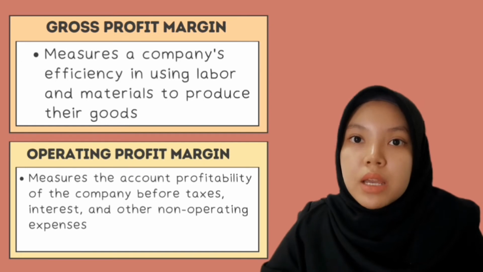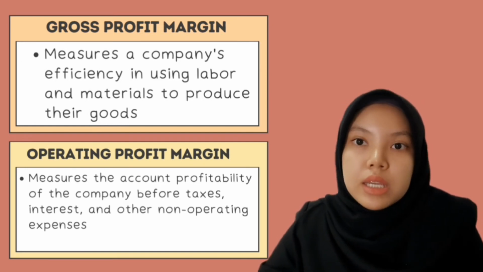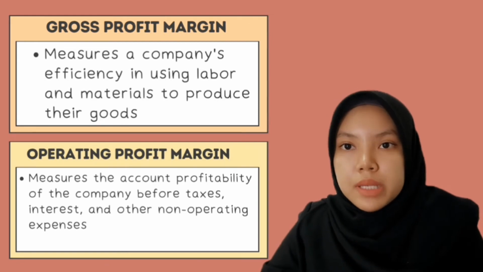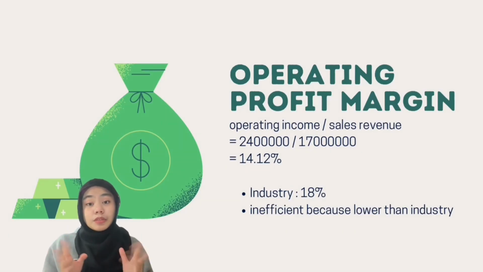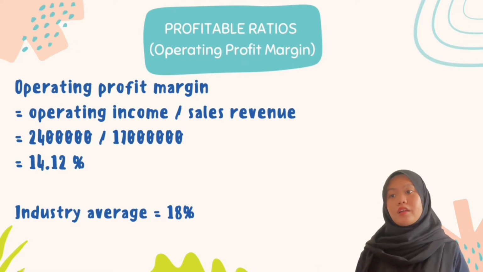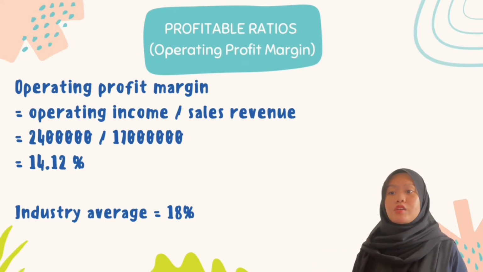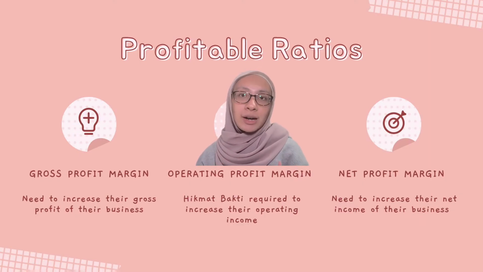Operating profit margin measures the profitability of the company before tax, interest, and other non-operating expenses. Operating income divided by sales revenue. It equals 14.12%. Hikmah Bati Berhad operating profit margin is 14.12%, meanwhile industry average is 80%. This shows that Hikmah Bati Berhad current ratio is lower than industry, which is not preferable. Hikmah Bati is required to increase their operating income.